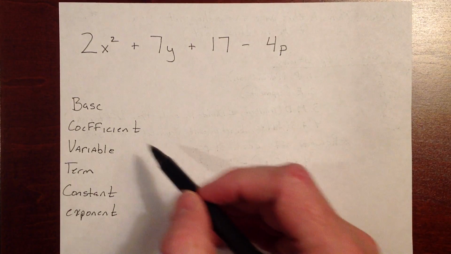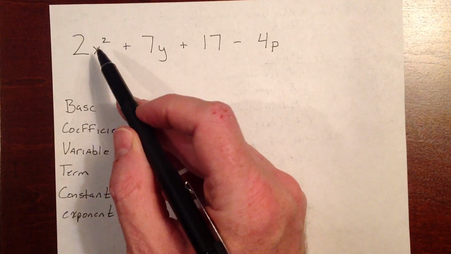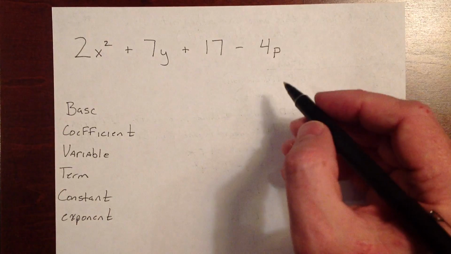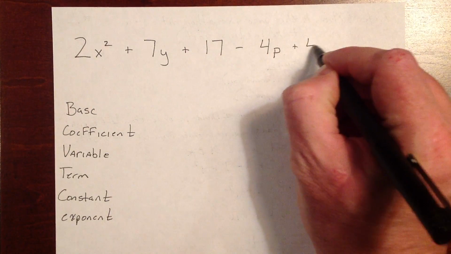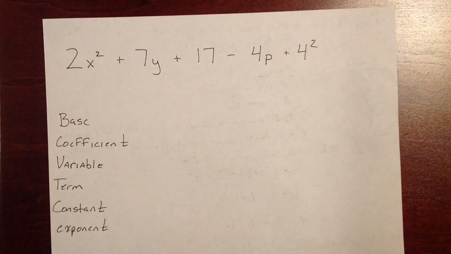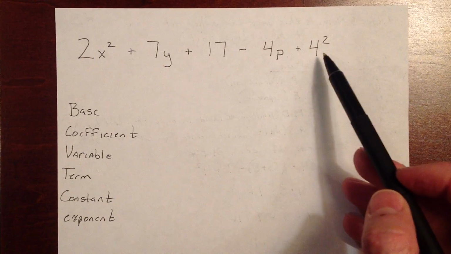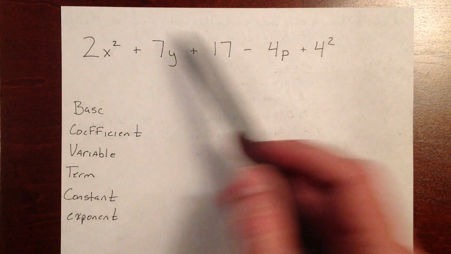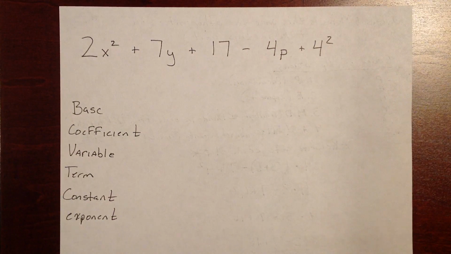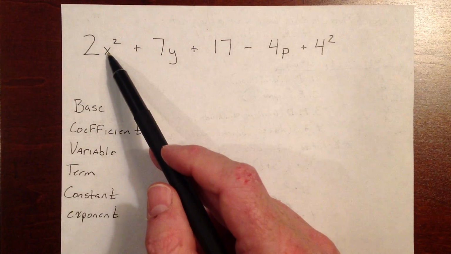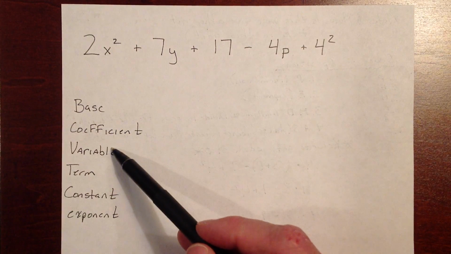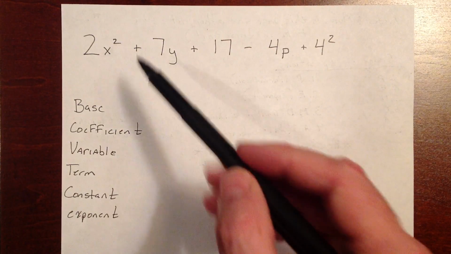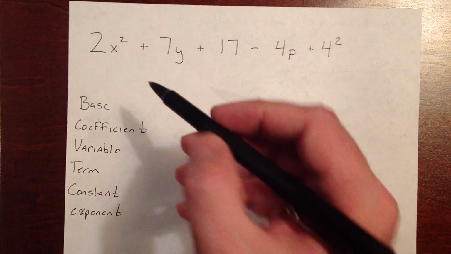A base. A base is anything that is raised to a power. So if I had just said plus 4 squared here also, this 4 is a base because it's being raised to a certain power. This x is a base because it's being raised to a certain power. Now that doesn't mean that's the only thing x is. X is also something called a variable, which we'll get to in just a second. But anything that is raised to a power is called a base.